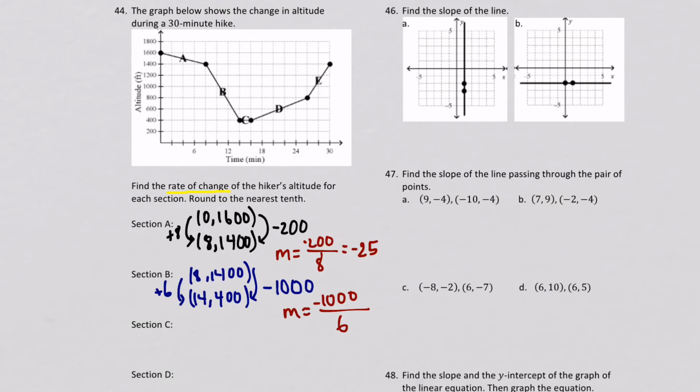So negative 1,000 divided by 6. If you leave it as a fraction, it's going to be negative 500 over 3. That's a negative sign right there. Over 3. Or as a decimal, it'll be approximately negative 166.666666, a repeating decimal. Let's leave it to one decimal place. Approximately negative 166.7.